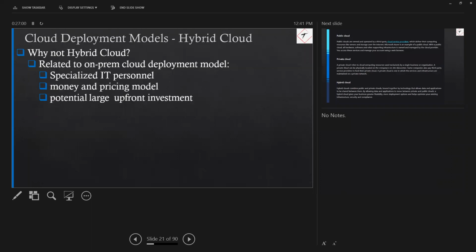What are the disadvantages of hybrid cloud? It is related to on-premises deployment. You need specialized IT personnel to maintain your on-premises hardware. The pricing model becomes a little complicated because you're opting for both public and private cloud, and there is a potentially large upfront investment if you don't already have the resources you need for your on-premises hardware requirements.